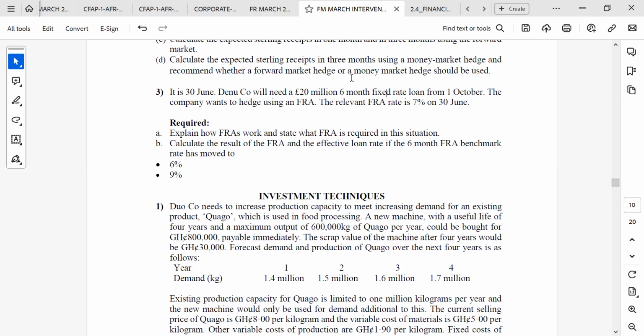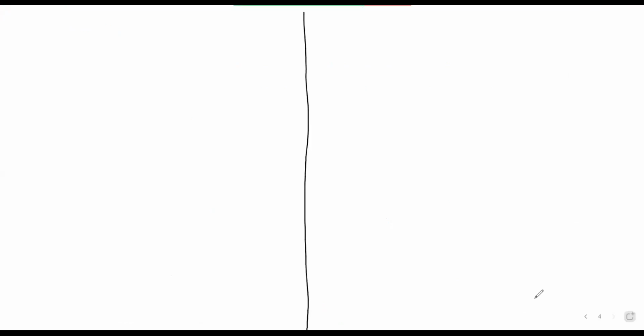And B, calculate the result of the FRA and the effective loan rate if the 6-month benchmark rate has moved to what? Has moved to 6% and 9%. Okay, so let's now come here. How much is the company going to be taking? 20 million. Okay, for how many months? 6 months. So what will be the interest under the agreement?